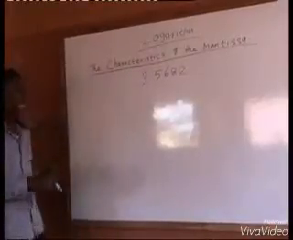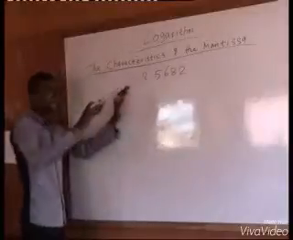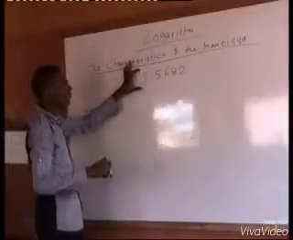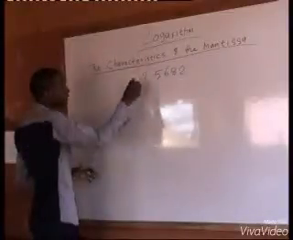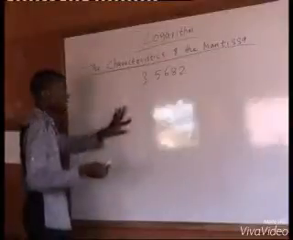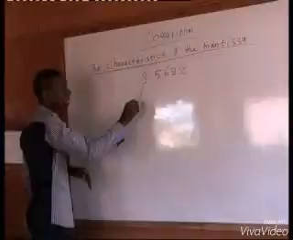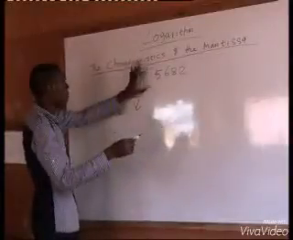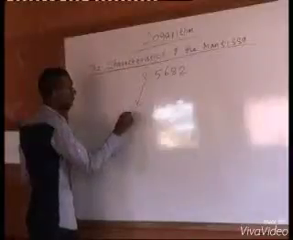Now, the characteristics is the number before the decimal point, that's the whole number or the integer. The number before the decimal point is called the whole number or the integer, and the number before this decimal point is 3. So since 3 is the number before the decimal point, we say that the 3 is the characteristics.